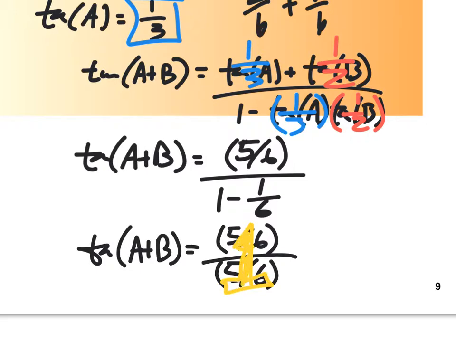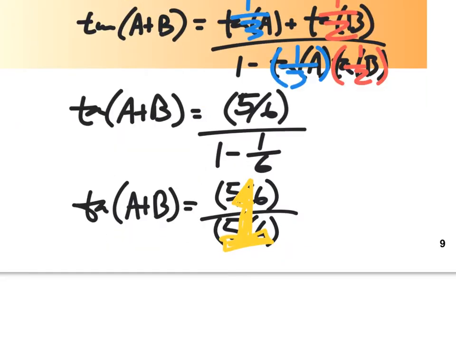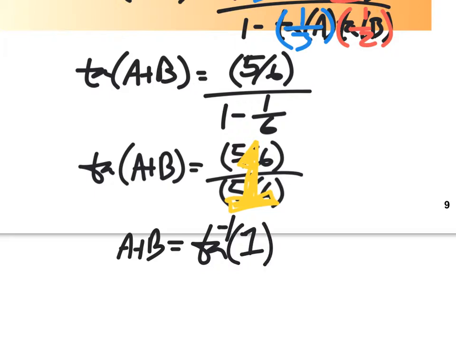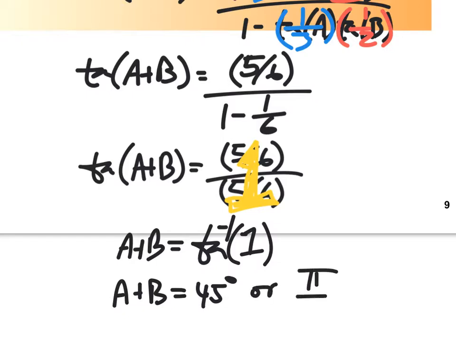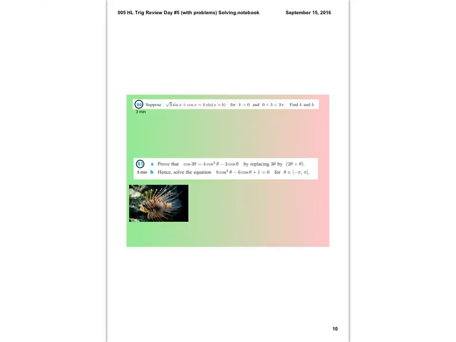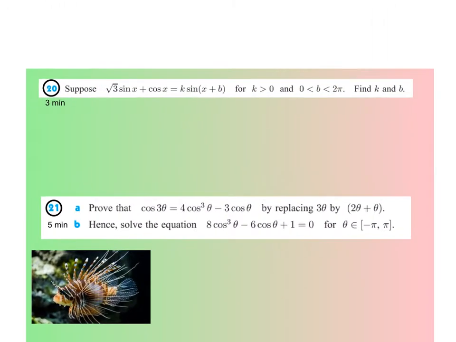Right? Tangent of what gives us 1? Well, a plus b must then be the inverse tangent of 1. Inverse tangent of 1 is 45, or pi over 4. Proven. Let's go. Next page.